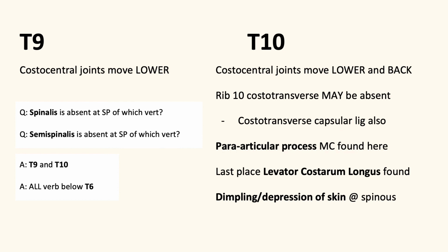So remember, those are going to reach down 2 levels. So at T10, the levator costorum longus is going to be attaching to the rib 12. So obviously T11, that would be going down to a rib 13. So unless you have lumbar 13 ribs, it's not going to be there.